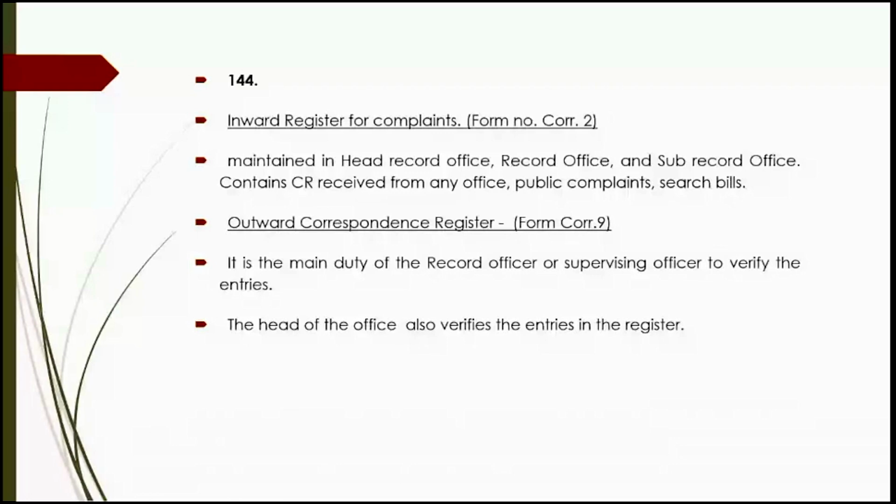Next is the outward correspondence register. Whenever you are giving some information or correspondence to other officers, writing a letter to the postmaster, or writing a letter to the superintendent of the concerned postal division, for those kinds of correspondence, a register should be maintained. The head of the office will be verifying and checking to whom all correspondence letters have been addressed by the record officer. That is the outward correspondence register.